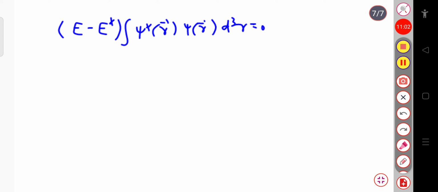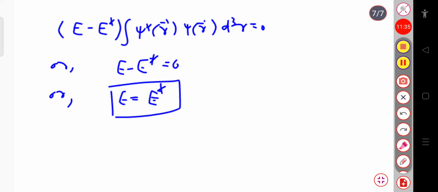Since this integral is not equal to 0, in this equation this integration is not equal to 0, so simply we can write e minus e star equal to 0, or we can write e equal to e star. That is, we have considered this e to be a complex number, so e conjugate will be e star, but here we got e equal to e star, that is simply we can say that this e is a real quantity. So it is a real quantity. This e is a real quantity.